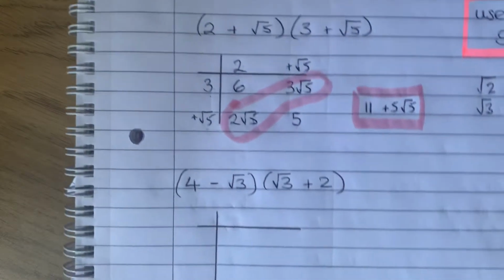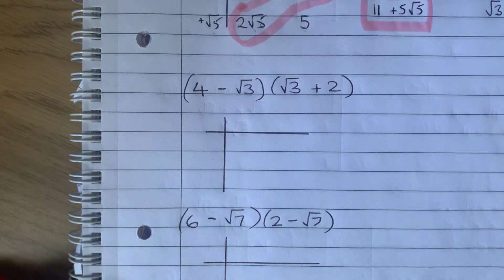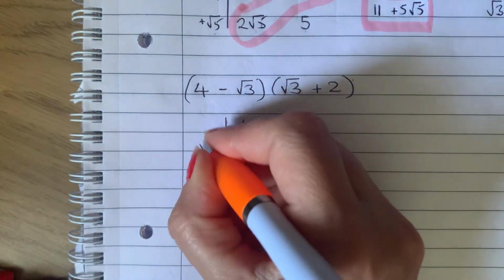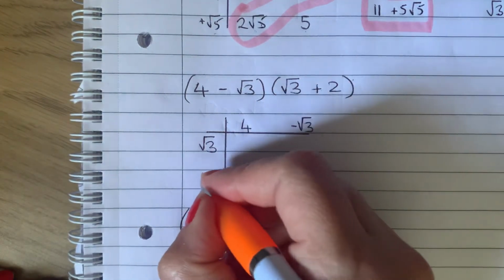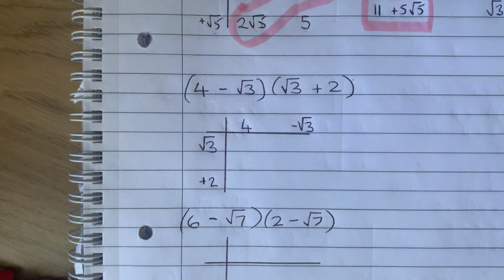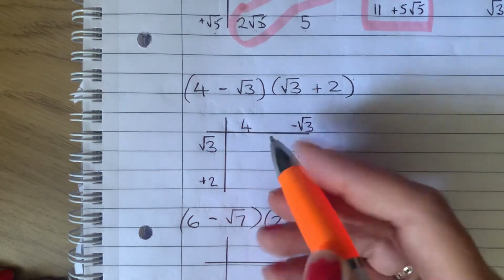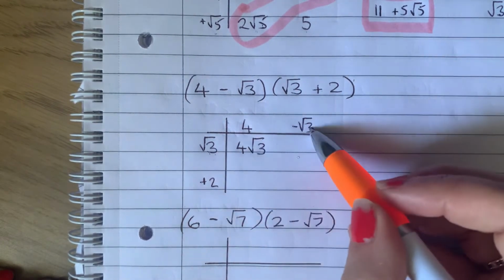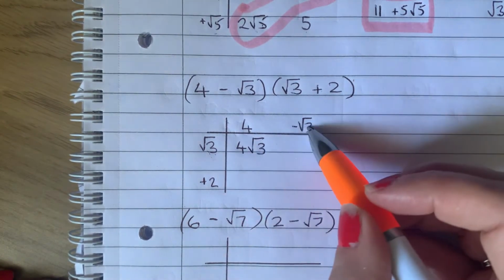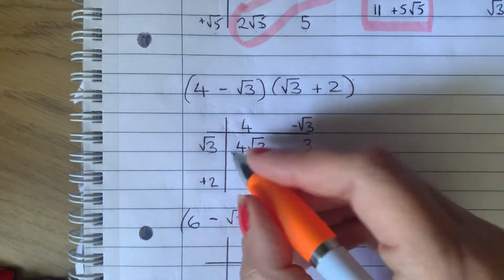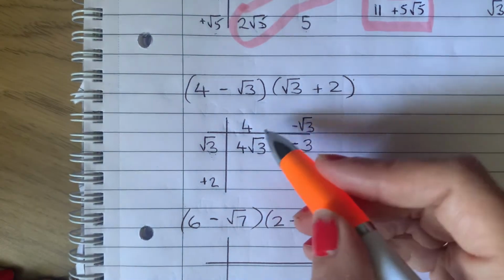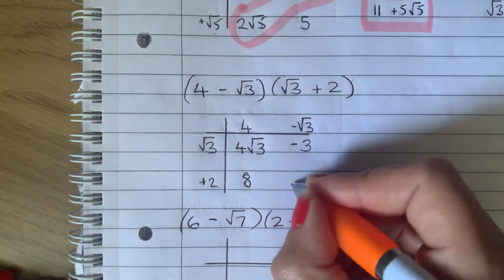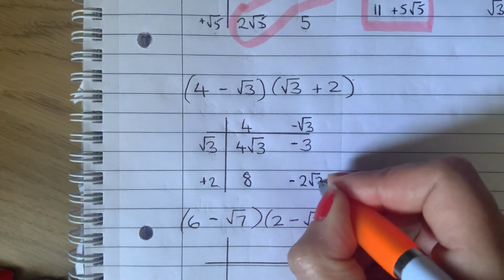Okay, let's try the next one. Make sure you've got it in your book. So I've got 4 and minus root 3, and I've got root 3 and 2. Right, let's multiply them all out. Root 3 times 4, well, can't do anything with that. 4 root 3. Root 3 times negative root 3. Well, root 3 times root 3 is 3, and a positive times a negative is negative. 4 times 2 is 8. And 2 times minus root 3 is minus 2 root 3.